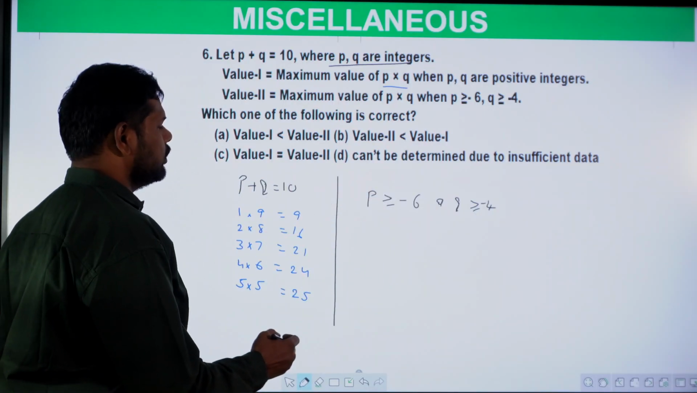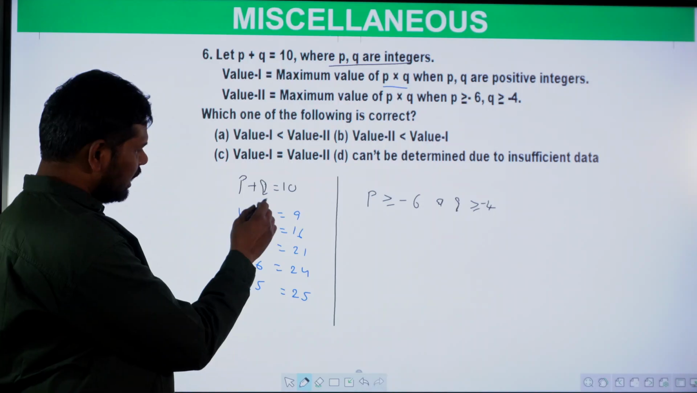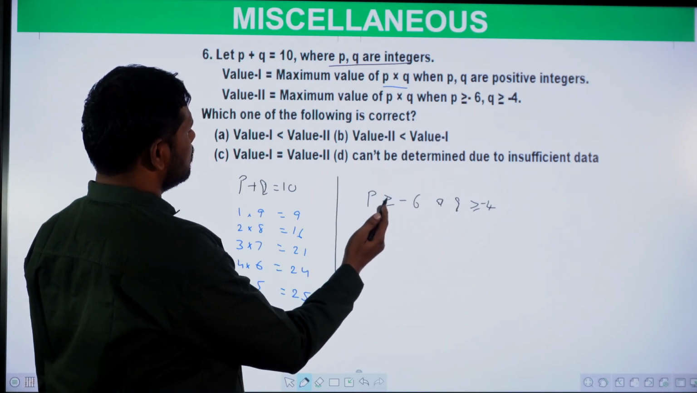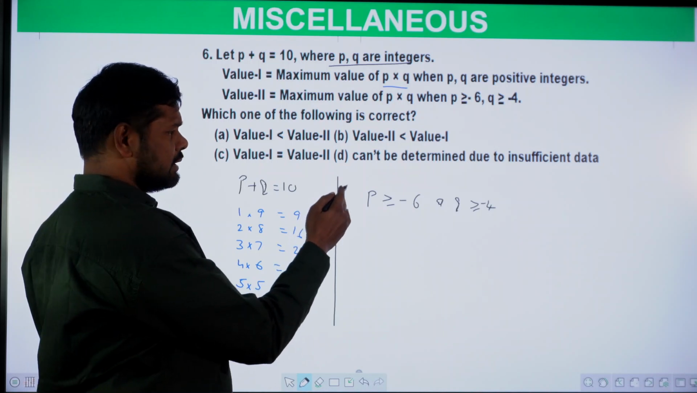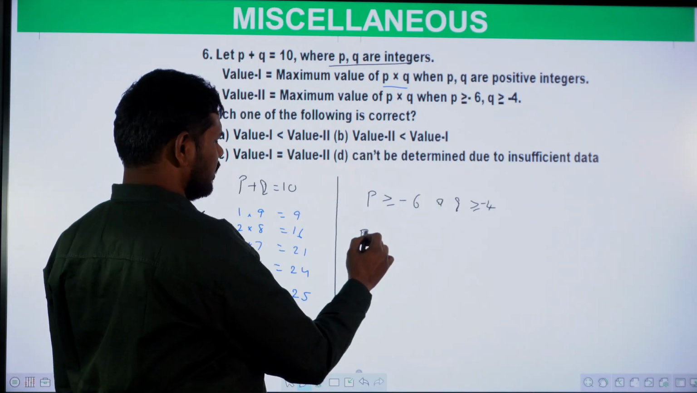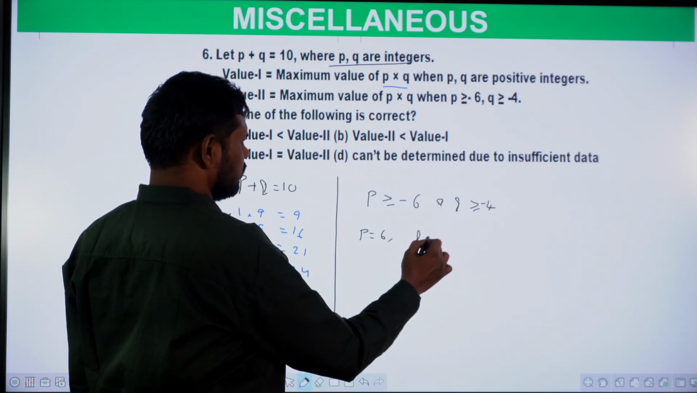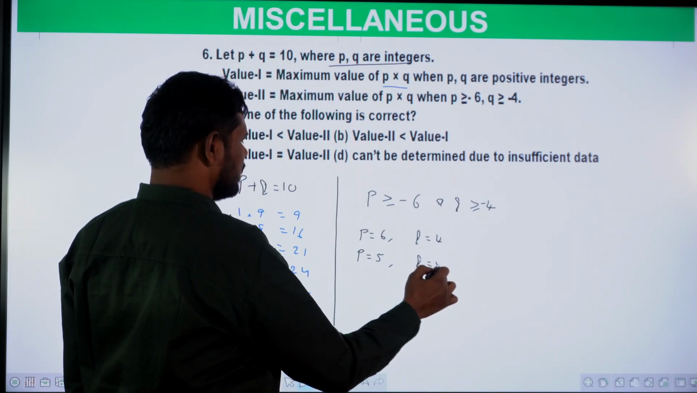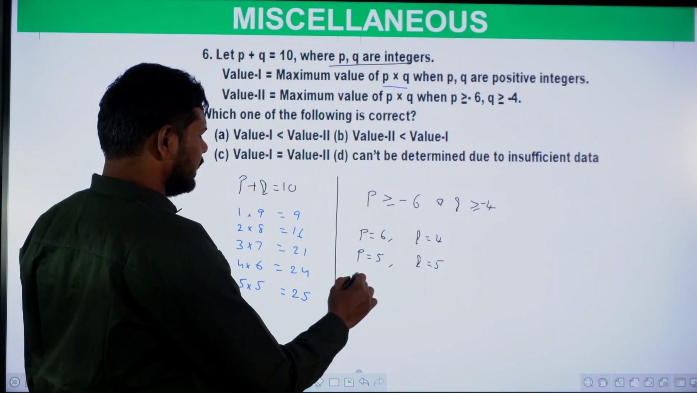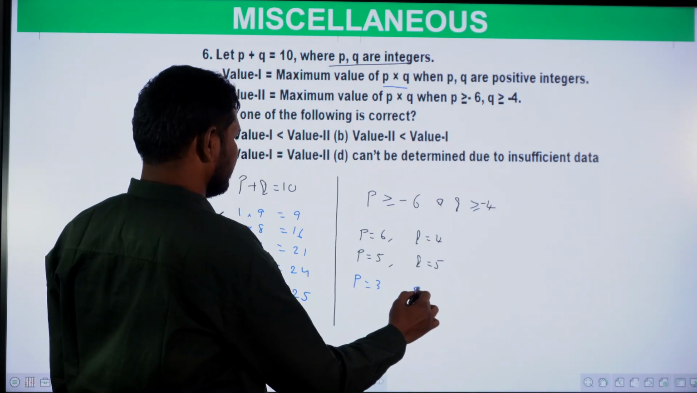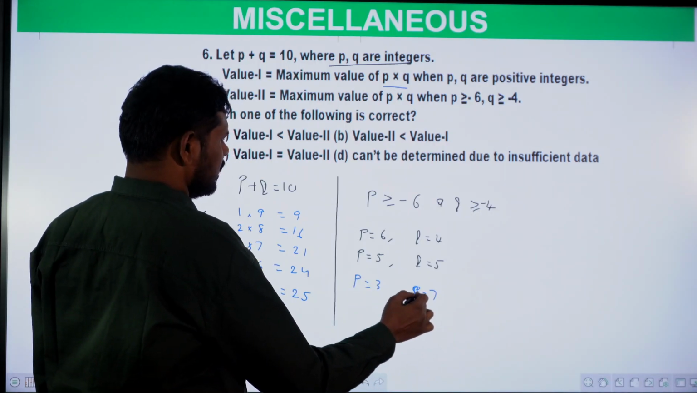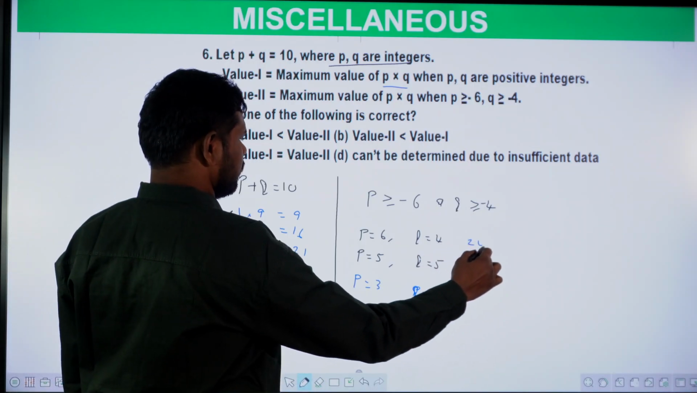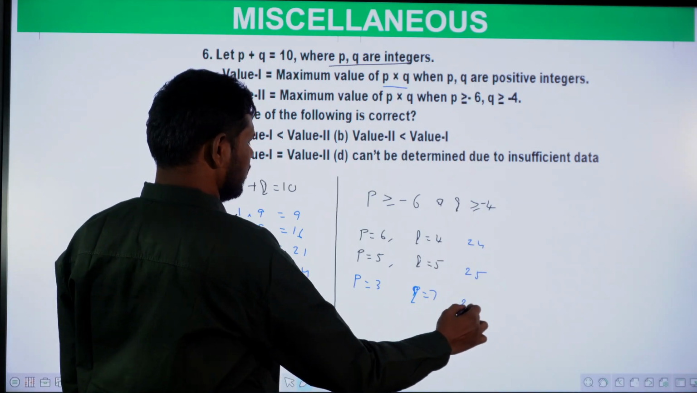Here also, you need to take, suppose already in the first case, all products are there. Suppose here also, greater than or equal to minus 6 means definitely plus 6 and 4 also: P equals 6, Q equals 4. That is also one option. Here P equals 5, Q equals 5 also. And then P equals 3, Q equals 7 also. These all are some options. So observe, 6 into 4, 24; 5 into 5, 25; here 21.